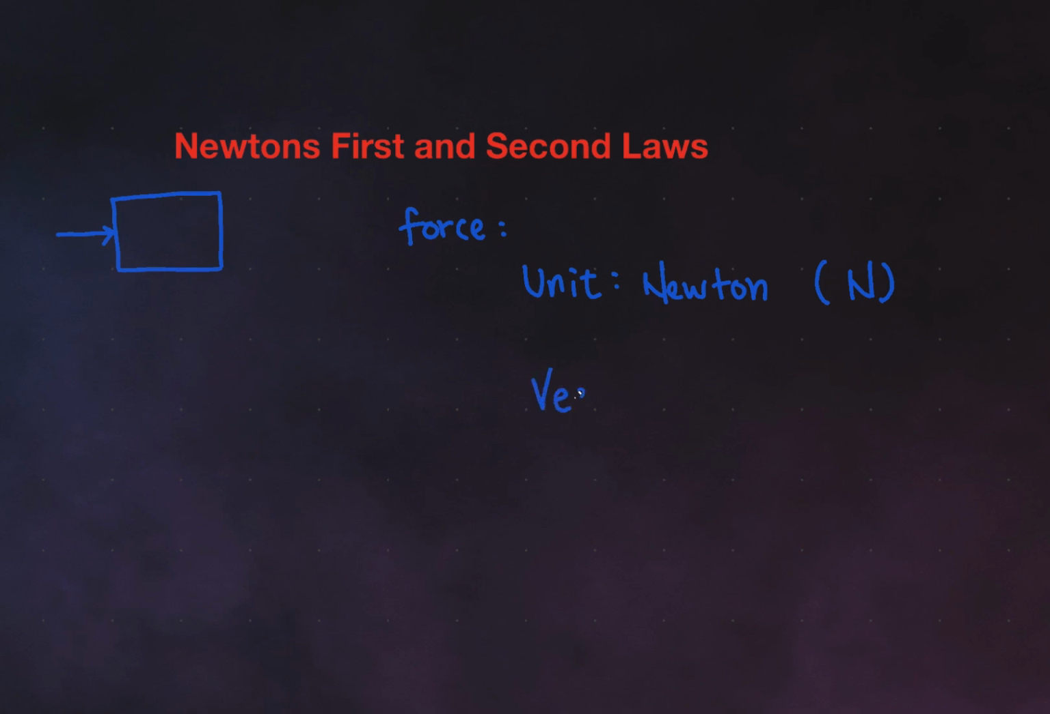Force is a vector. We know what I mean by vector: it has a magnitude and a direction. If we have more than one force applied to the same body, we define that as the net force, or resultant of the forces, by adding those vectors together to calculate the net force.